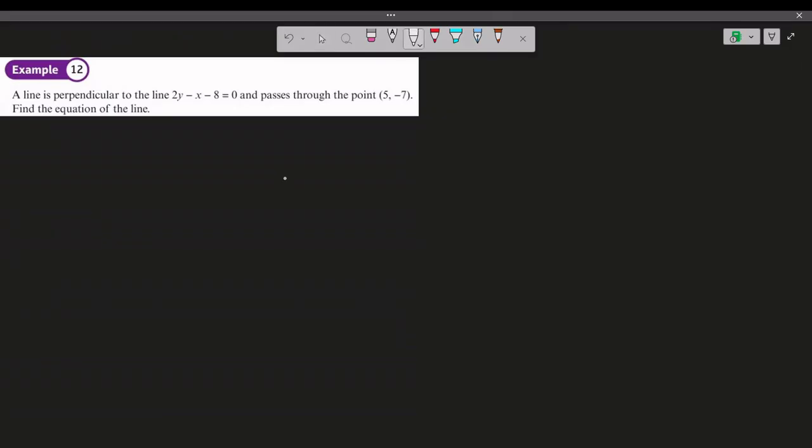Okay, we have one more question. A line is perpendicular to this line, and the equation of this line, let us write as 2y minus x minus 8 equals 0. So our line is perpendicular to this line. Let us call this line L1 and our line L2. So we are interested in line L2, which is perpendicular to line L1 and passing through 5 comma minus 7. Find the equation of the line. So we have to find the equation of line L2.